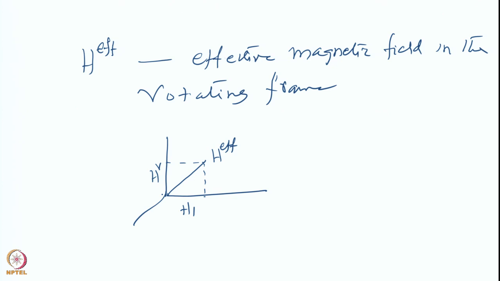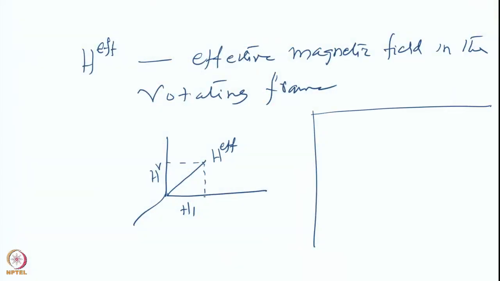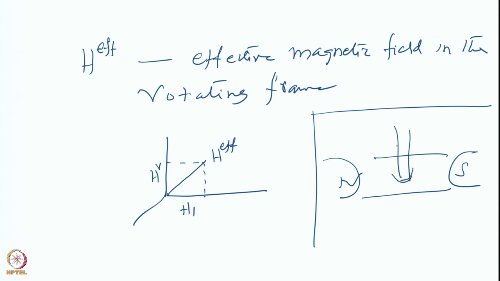Okay. So, now this brings us to the basics of the NMR spectrometer. The NMR spectrometer consists of a magnetic field. So, let us say we have this north south magnetic field, and we have the sample here. Okay. And then we have a coil around it, which is the RF.